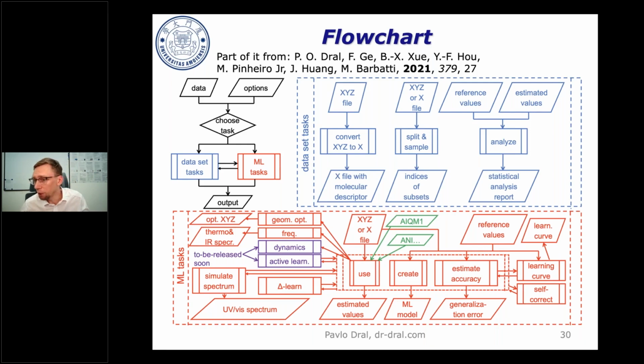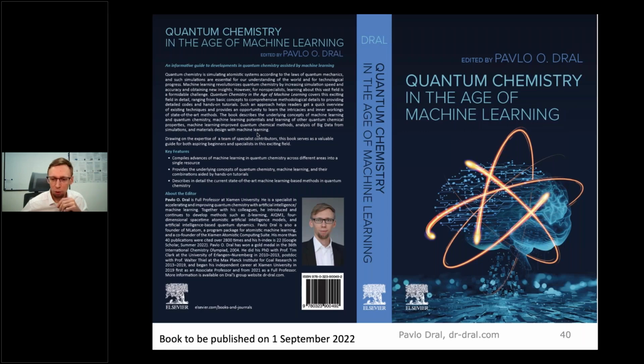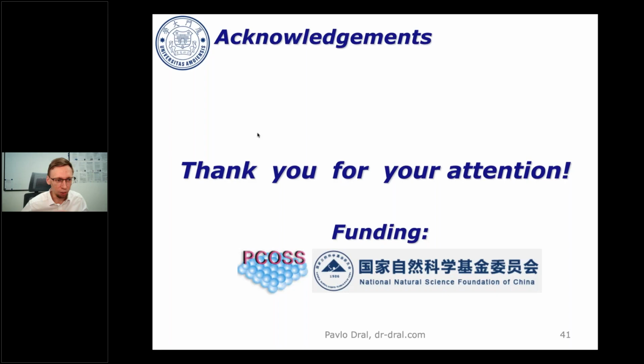I just want to finish with a statement that basically machine learning is here to stay, and it's not a passing fad. It already permeates quantum chemistry, computational chemistry. If you want to learn more about it, you can learn from different resources, like from this website. You can go to the conference about it, which will be next year in Uppsala. And there is even a book about it, so you can check it later. And with this, I want to thank everyone, and I'm looking forward to your questions.